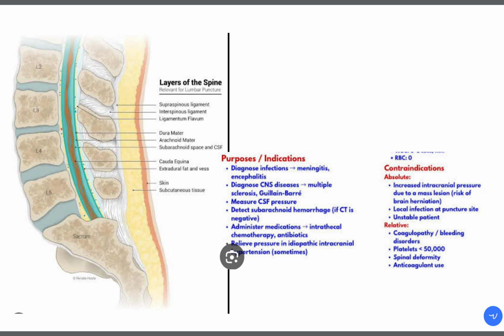But more important than that is understanding the contraindications, when not to do lumbar puncture. Absolute contraindication is increased intracranial pressure due to a mass lesion. If at all there is any mass lesion seen on a CT, do not perform lumbar puncture because it can lead to herniation of the brain. Second is local infection at the puncture site, or if the patient is hemodynamically unstable. Relative contraindications are coagulopathy or bleeding disorders, platelets less than 50,000, any spinal deformity, or if the patient is on anticoagulant use.